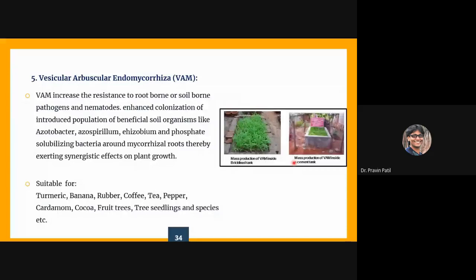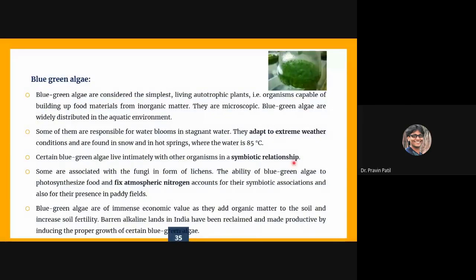So these VAMs are mostly used for turmeric, banana, rubber, and coffee plants, and there are two more. There are two more, and then we'll move to the next part. The blue-green algae. Okay, you can look at this image. This is the blue-green algae real image. Let's try to understand what it is.